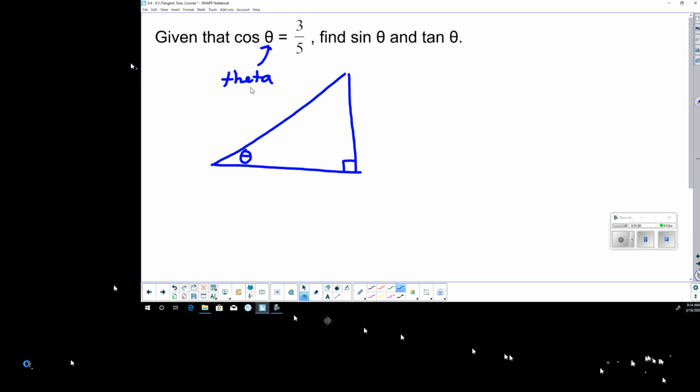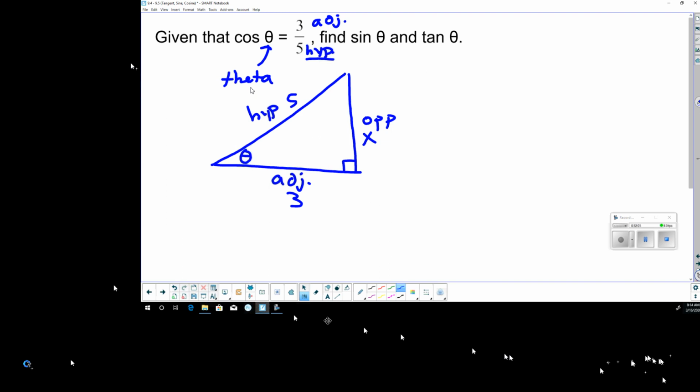Okay, it tells me the cosine is 3/5. Remember, cosine is the adjacent over the hypotenuse. So the adjacent side is 3. If I look at my angle, my adjacent side is down here, so it's 3. This is the hypotenuse. This is the opposite. The hypotenuse then has to be 5. So now I've got two of my sides, the 3 and the 5. I need to find the opposite side over here, which is x.